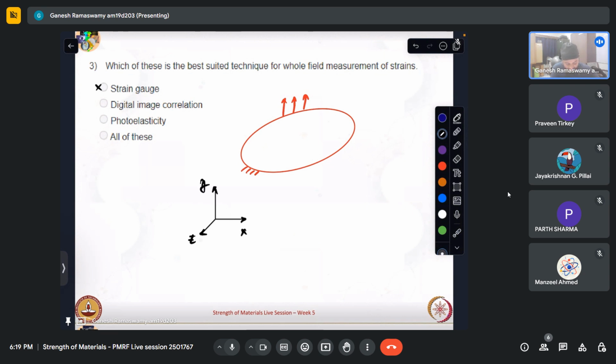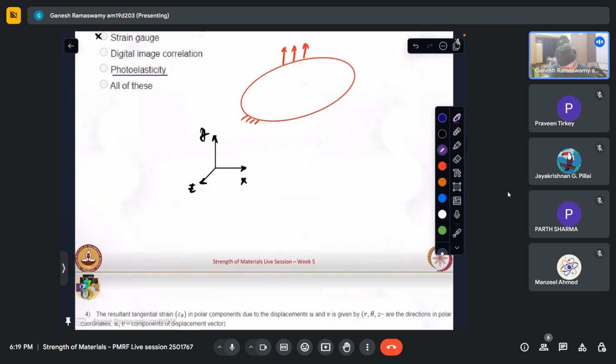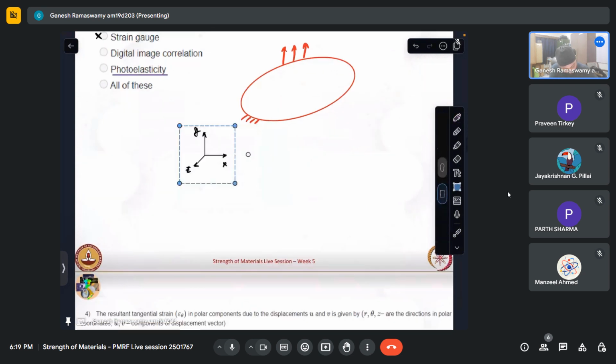Photoelasticity. Photoelasticity, as we saw, has two variants. One is reflection photoelasticity and the other is transmission photoelasticity. The other is also based on the one. Okay, let me give a slight introduction to that then. I think that would be better.